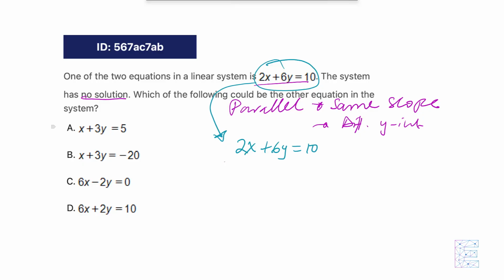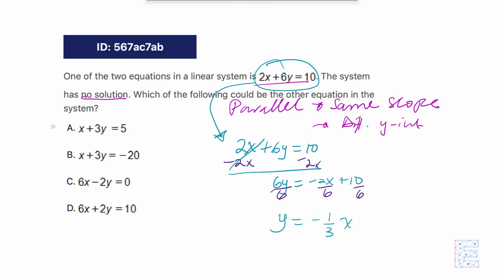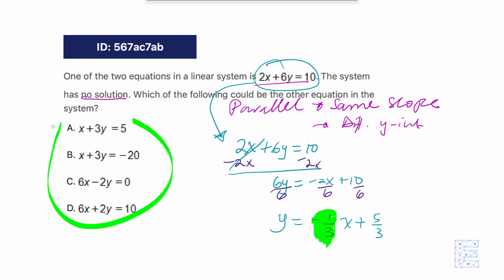So let's start off by subtracting 2x from both sides. And then we're going to end up with 6y equals negative 2x plus 10. Then you're going to divide both sides by 6 all the way through. We're not really too concerned about the y-intercept. We're focusing on slope. So we end up having y equals negative 1/3 x plus 5/3. But again, our emphasis is the slope because that's what matters here. Now, which of these answers has a slope of negative 1/3 as well?